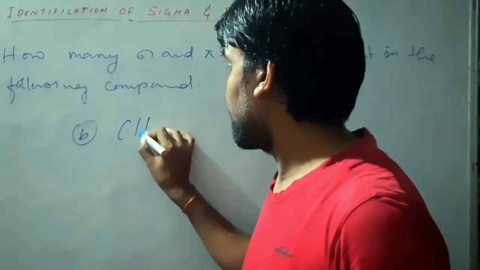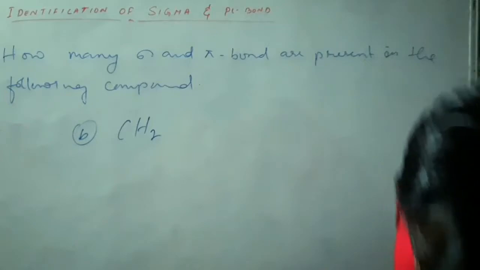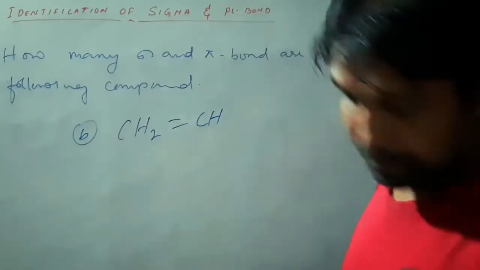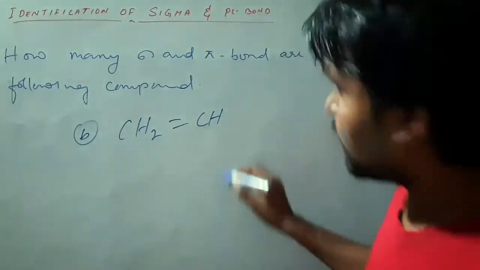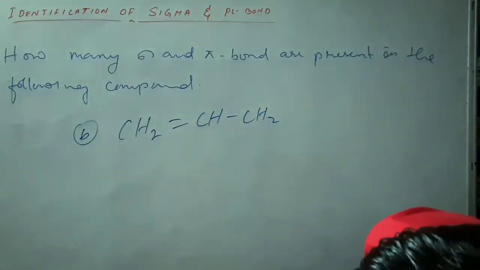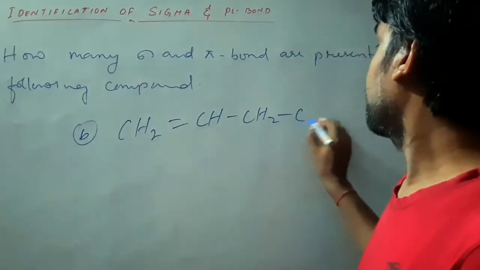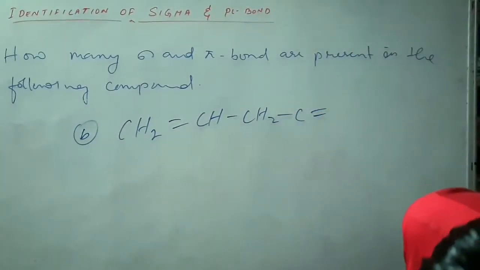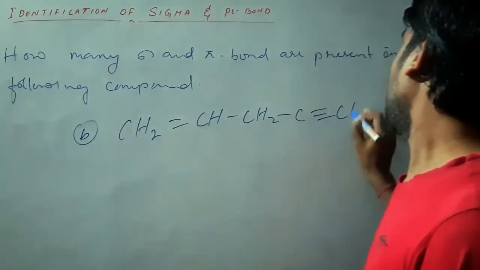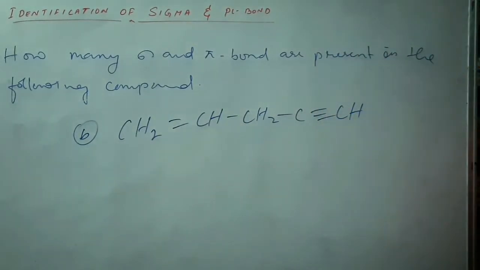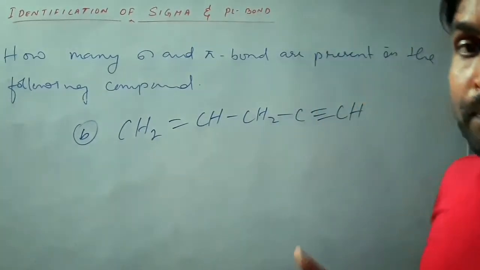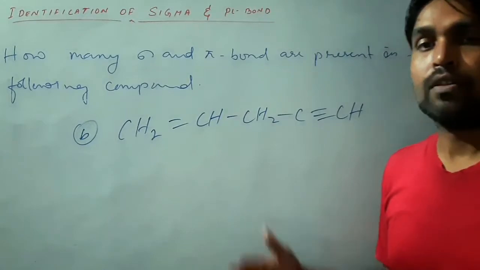So question number B is CH2 double bond C triple bond CH. So this is our question. Now they are telling us to find out the number of sigma and pi bonds. So all of you can pause the video and try solving it.